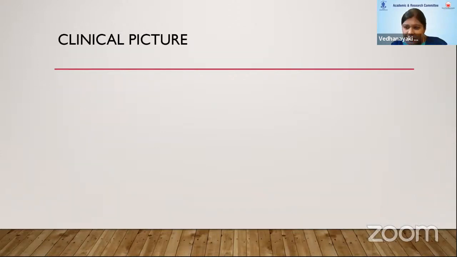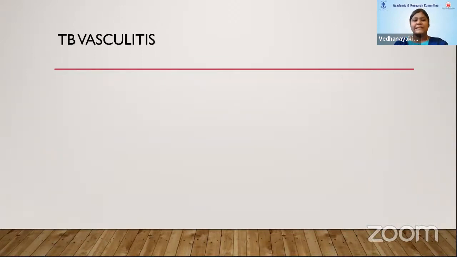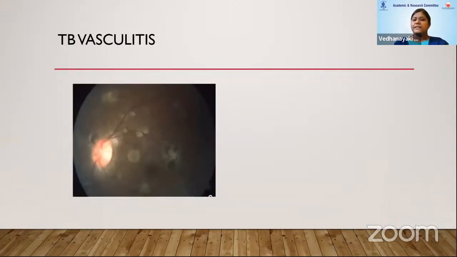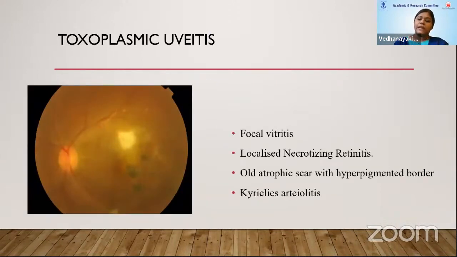So what will be the clinical picture? As I said, retinal vasculitis is inflammation of the retinal vessels. Then how will we identify the etiology? There may be subtle clues here and there which will help you identify clinically what the cause of the vasculitis is. For example, in TB vasculitis, there may be a chorioretinal scar along the vessel or in the periphery, which helps you say it is a TB vasculitis clinically. Similarly, in toxoplasmic uveitis, there may be focal vitritis and localized necrotizing retinitis with a satellite lesion, with Kyrieleis arteriolitis. Kyrieleis arteriolitis may be close to the lesion or in the periphery.